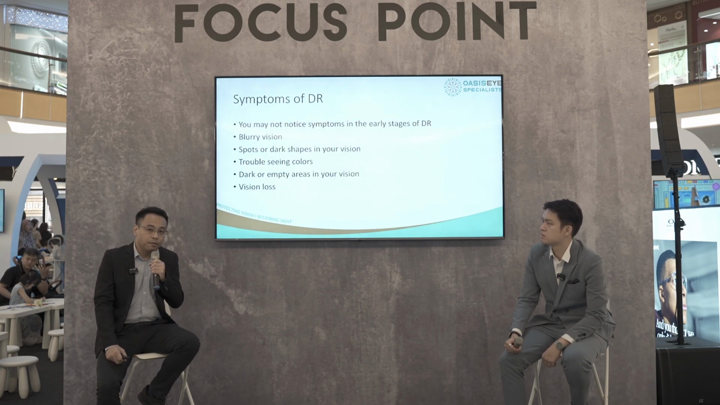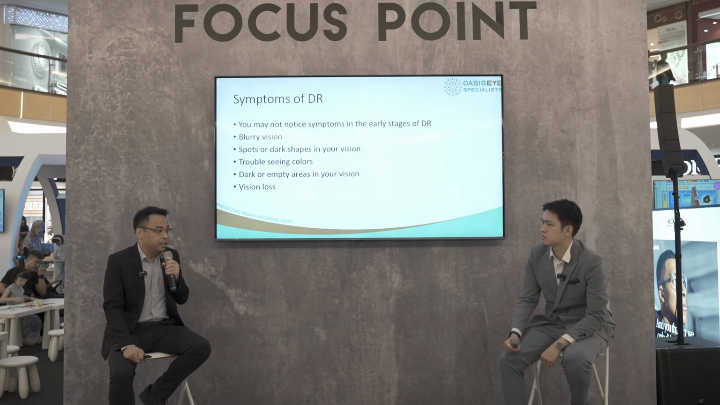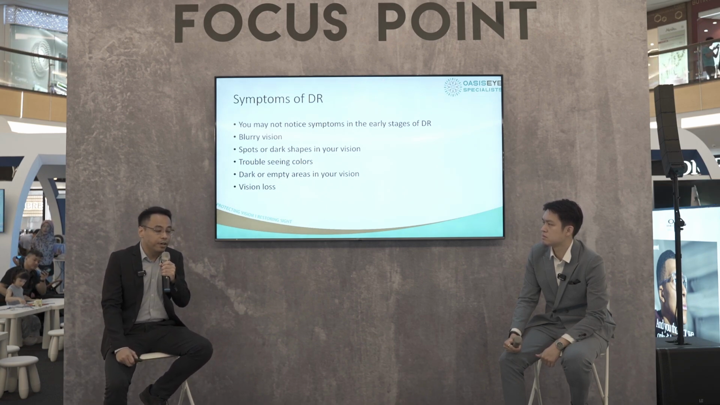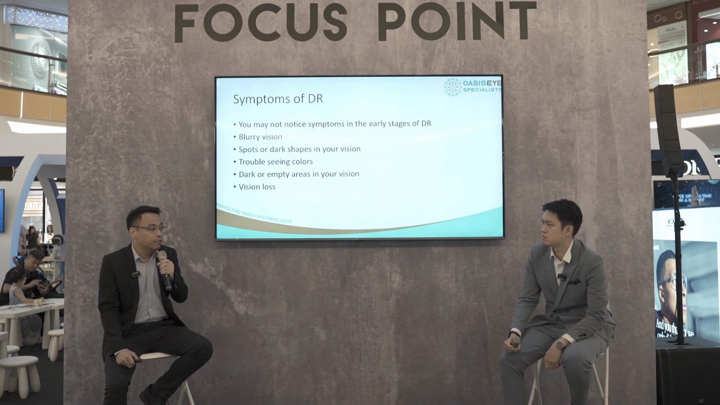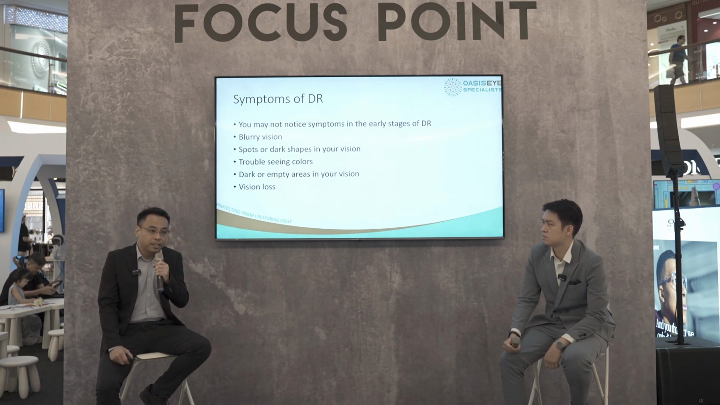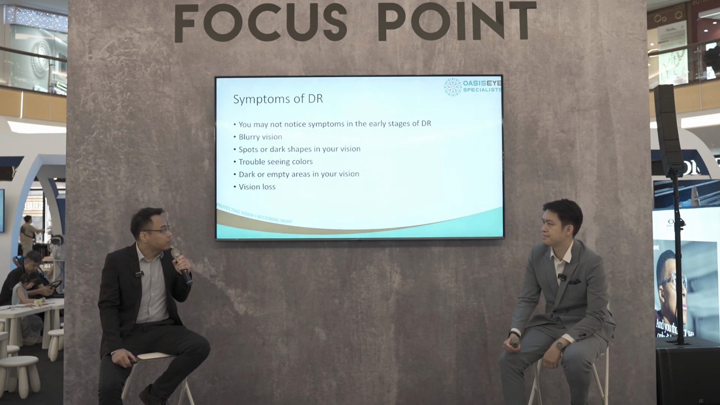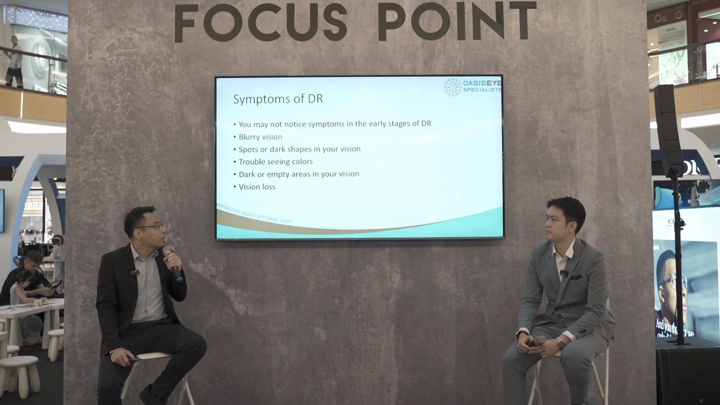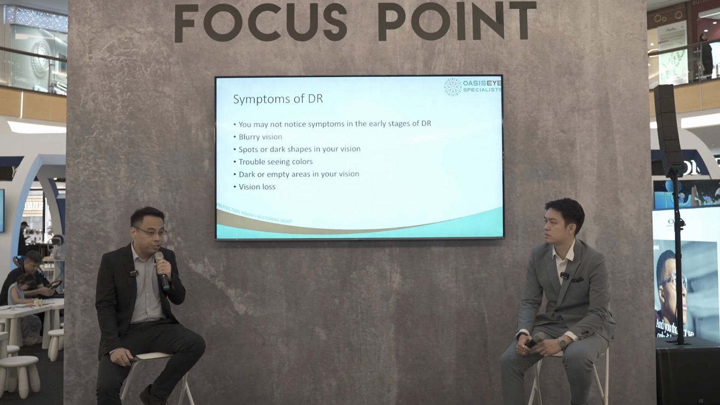So what are the symptoms of diabetic retinopathy? At the beginning of diabetic retinopathy, where there hasn't been any nerve damage or bleeding into the eye, patients may be asymptomatic. There's no visual symptom. However, if there's nerve damage or sudden bleeding into the eye, patients may experience blurry vision, seeing floaters, or a dark shape obscuring the vision, trouble seeing colors, dark or empty areas in your vision, or vision loss.